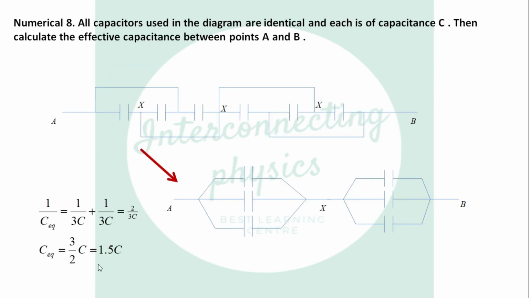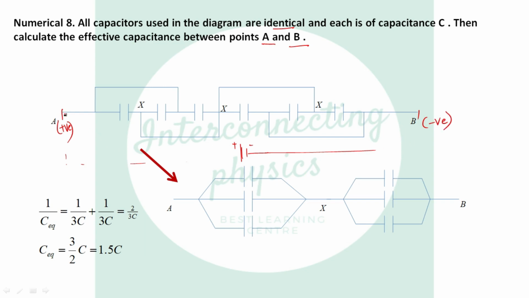Okay. Now again, all capacitors used in the diagram are identical. Okay. C, all are C. Then calculate the effective or equivalent capacitance between point A and B. Again this is a wire connection problem. Okay. So from here to here, let us assume there is some fictitious battery present over here. A is connected to the positive terminal of the battery, B is connected to the negative terminal of the battery, and A is present at positive potential and B is present at negative potential.